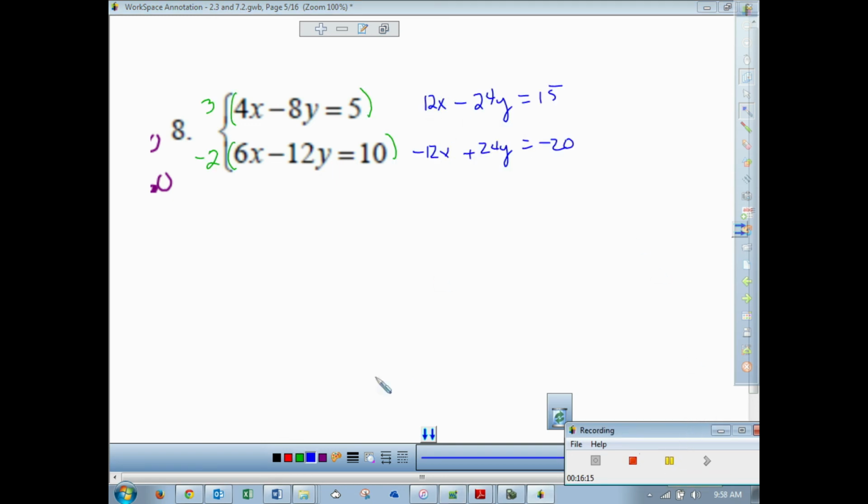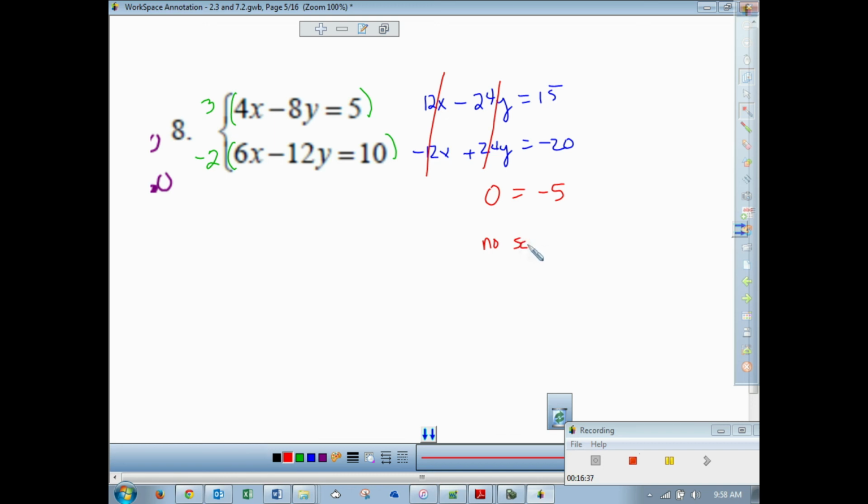When you multiply through, you should have got what I have here to the right. X's are gone, they add up to be nothing. Y's are gone, so you got 0 equals. Add those up, and you get negative 5. You know one solution is out because all the variables are gone. That is a false statement. 0 does not equal negative 5. So that means that there are no solutions to this.